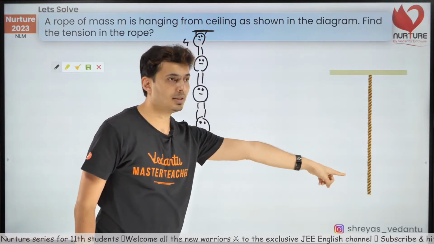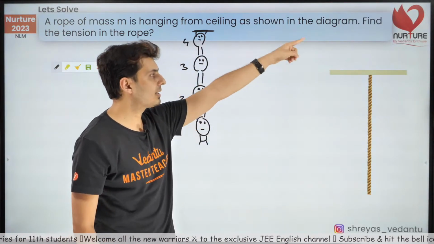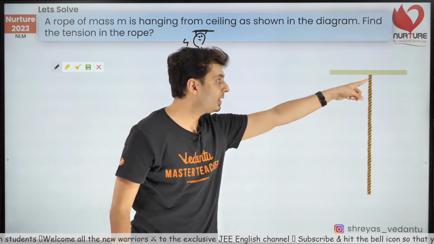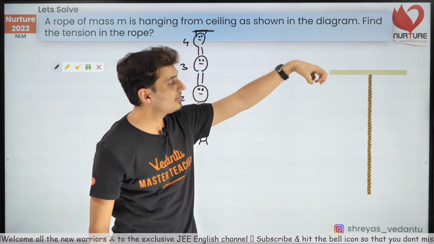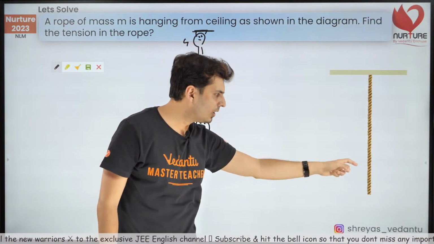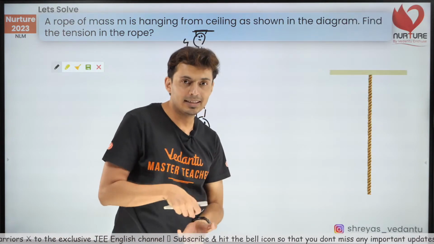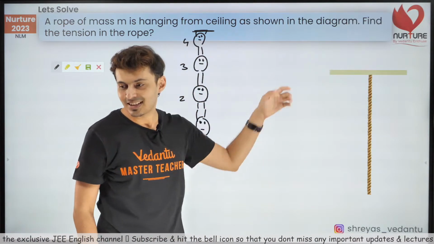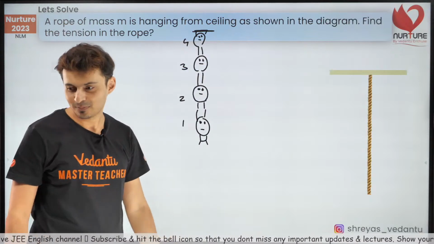Same logic is applicable here. So think, where would the tension be highest? Because the point over here has to hold the entire weight. The point somewhere below has to hold only less weight below it. Hence, the tension will change.